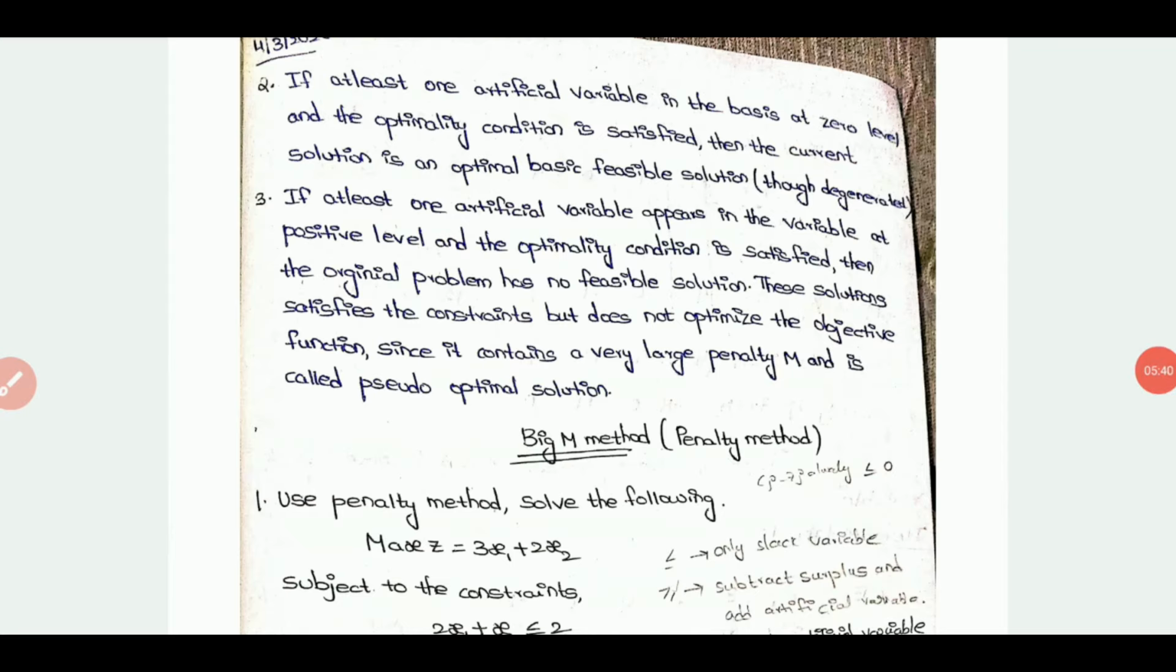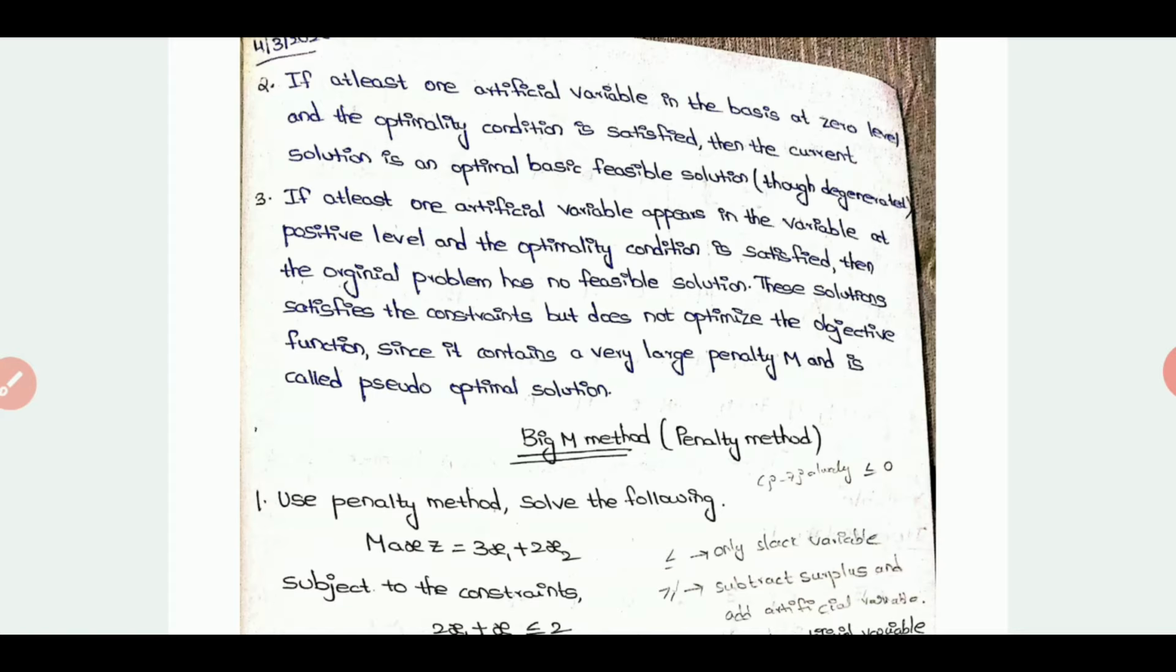In the same way, here we are having three conditions while solving the Big M method. We have to solve the Big M method by using simplex method until the three cases are satisfied. The first case is if no artificial variable appears in the basis and the optimality conditions are satisfied, then the current solution is an optimal basic feasible solution.